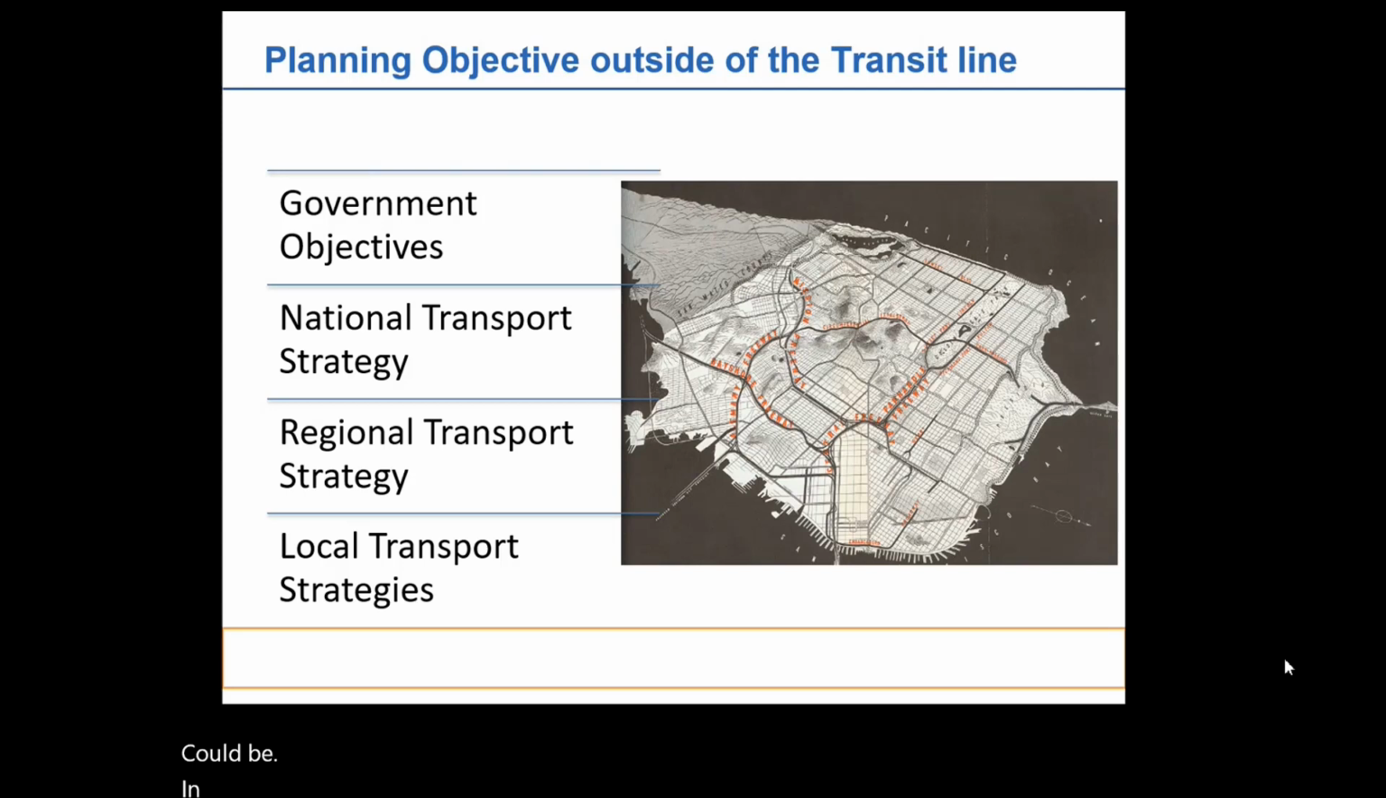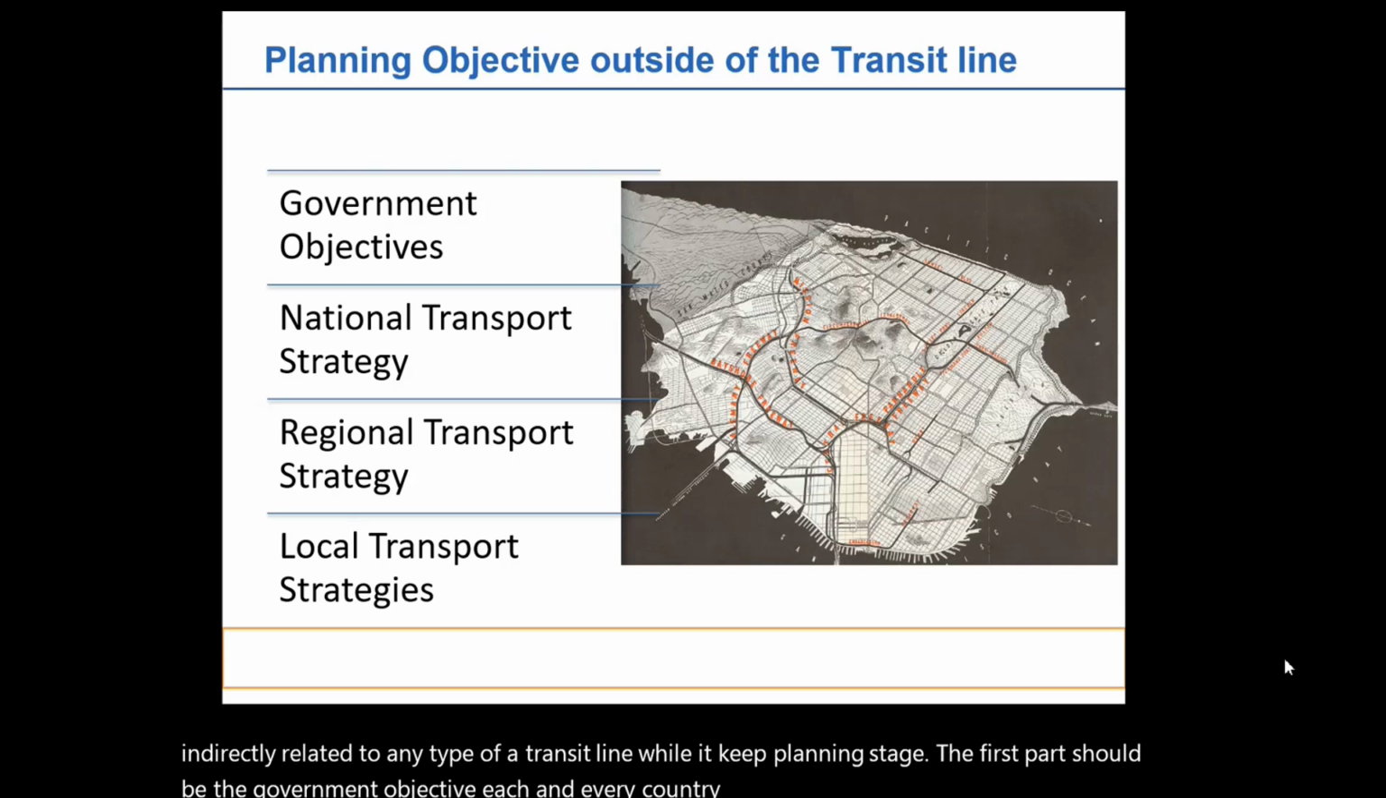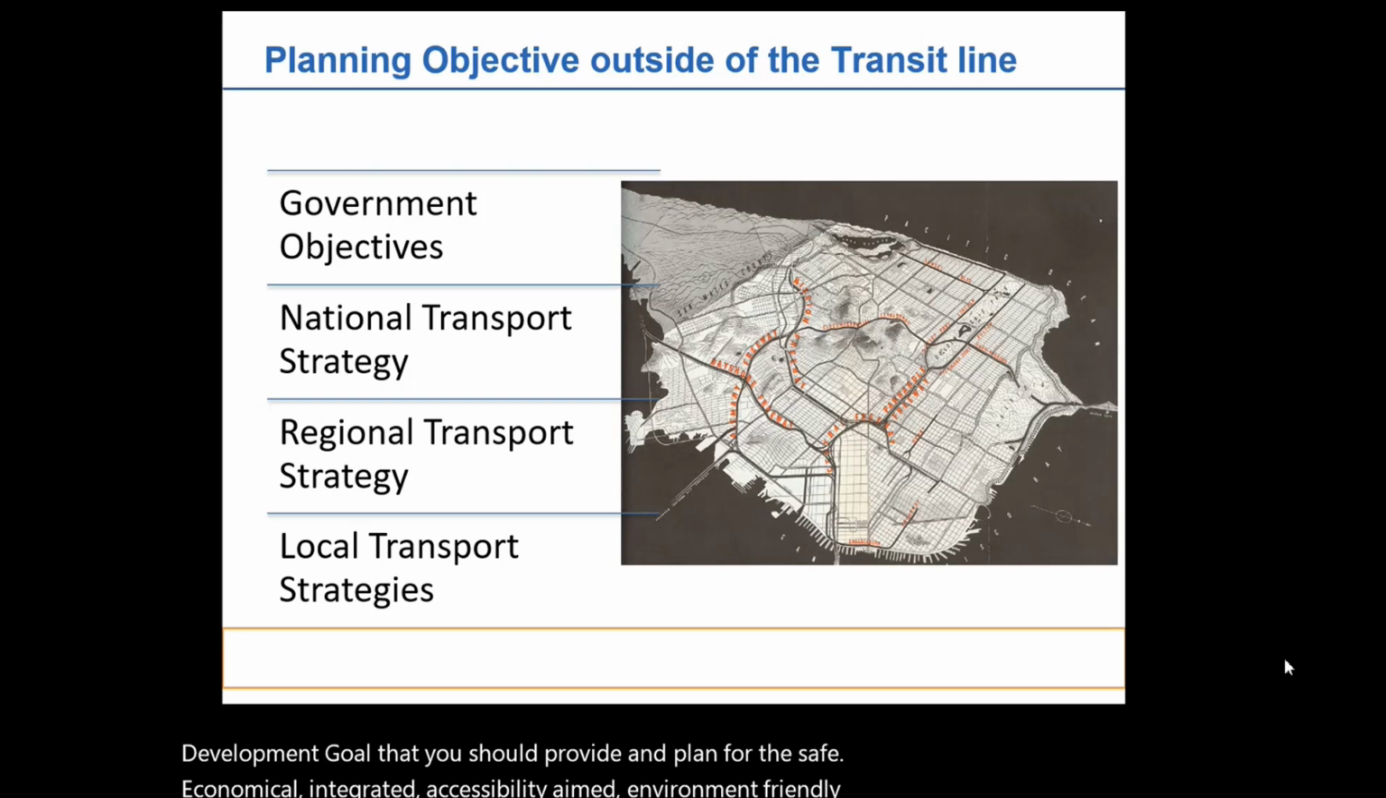In the last, to understand the planning objectives outside of the transit line, but which are indirectly related to any type of transit line at the planning stage. The first part should be the government objective. Each and every country is directed under the sustainable development goals that you should provide and plan for the safe, economical, integrated, accessible, and environment friendly transit or public transport.